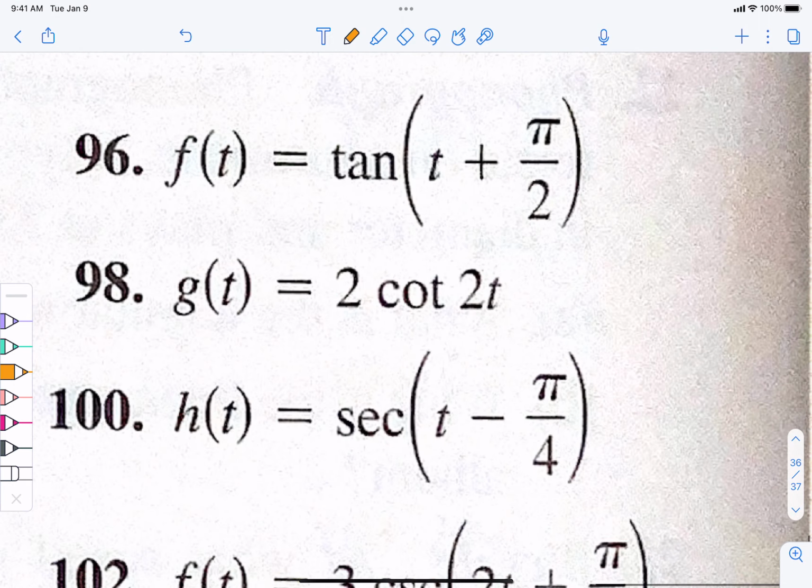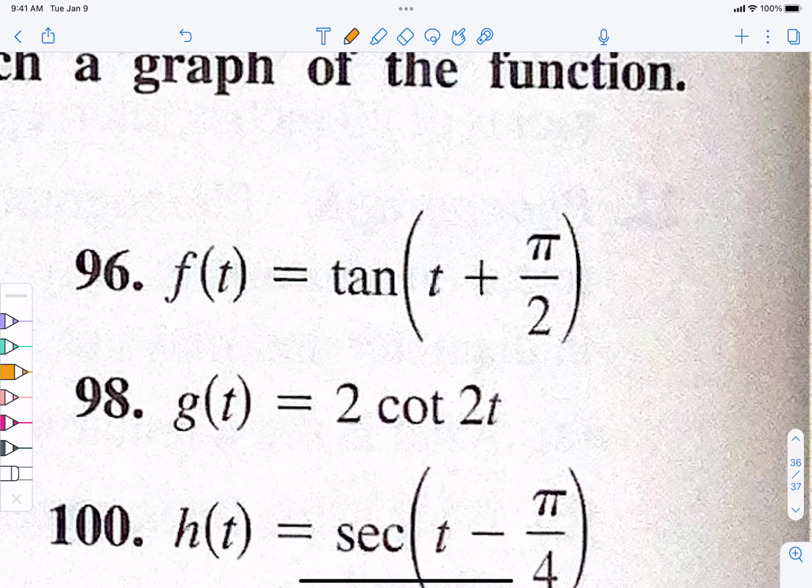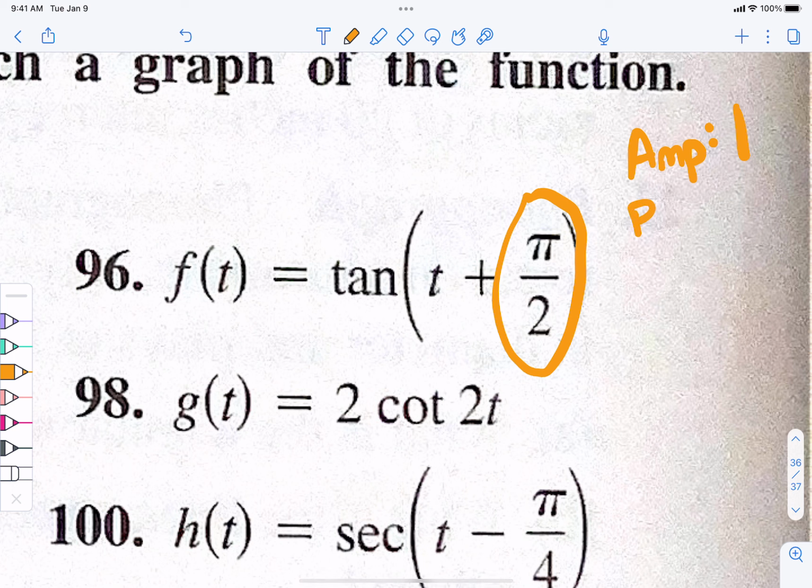96. Sketch a graph of the function. Tangent. The only thing that's happening to tangent is this pi over 2. So let's talk about amplitude. What's the amplitude of tangent? Tangent technically doesn't really have an amplitude, but the number in front of tangent is 1. Period. What's the period for tangent? Pi divided by b, but b is the number in front of t, which is 1, so it just stays pi, right? Okay.